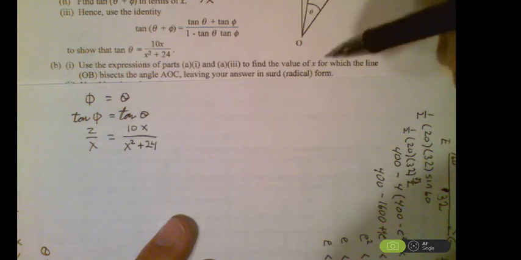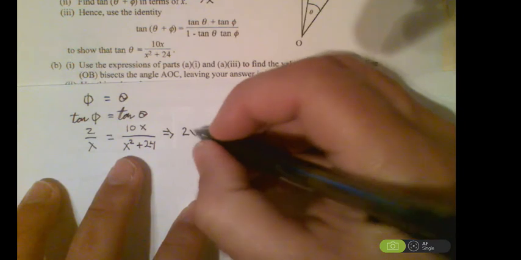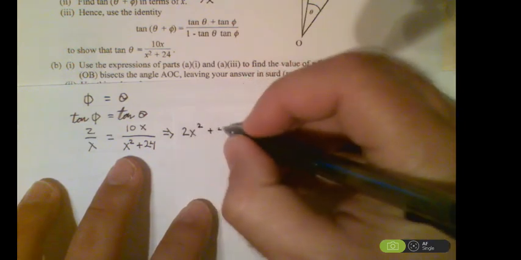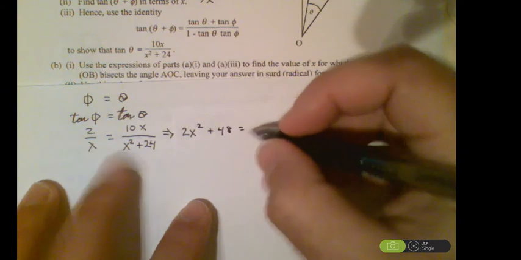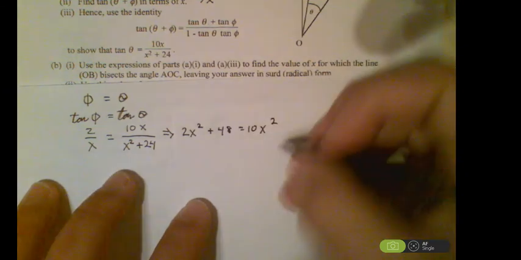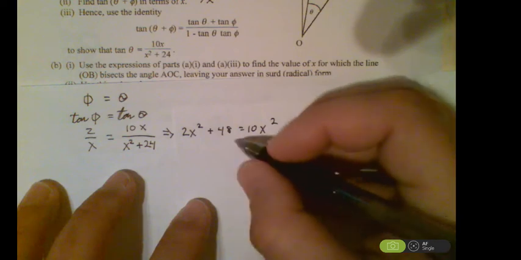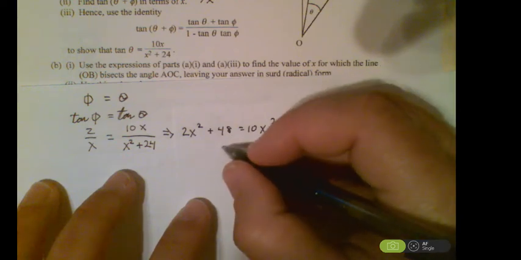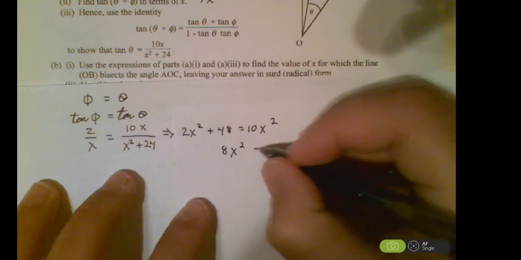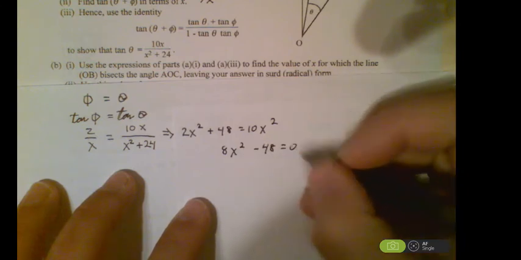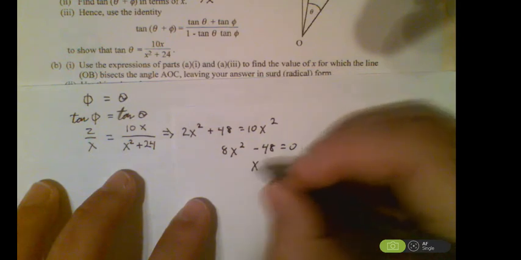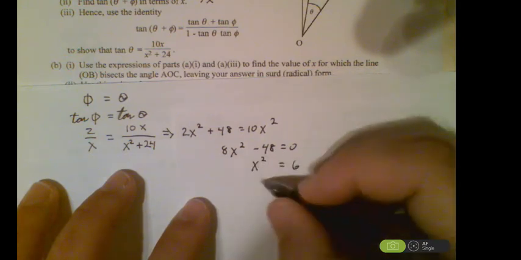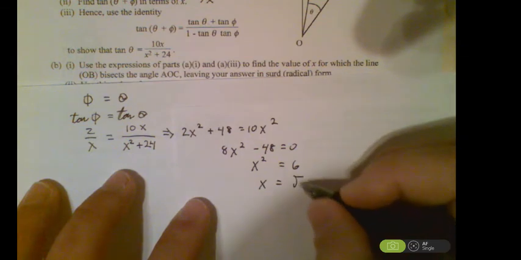So they want us to clean this up and leave our answer in simplest radical form. So from here, I would just cross multiply again. So I'm going to do the 2 times x squared plus 24. So we got our 2x squared plus 48. And then on the right side, I'm doing x times 10x, which is 10x squared. Let's get everything onto one side. So if I subtract my 2x squared and the 48 over to the right, that would leave me with an 8x squared minus 48 equaling 0. So add over the 48, divide by 8, and you got x squared equals 6. Square root both sides.